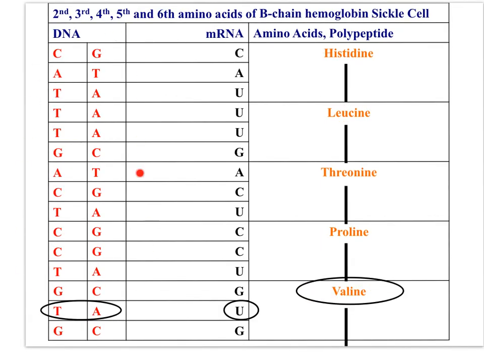Here is the DNA for sickle cell hemoglobin, coding for the second, third, fourth, fifth, and sixth amino acids. Here is the sense strand, and you can see the GTG instead of the GAG in the normal strand. The antisense strand is CAC, the RNA codon is GUG, and valine comes into position as the sixth amino acid.